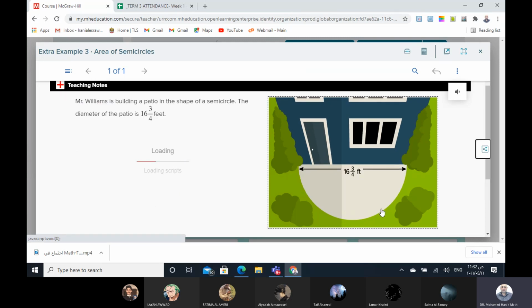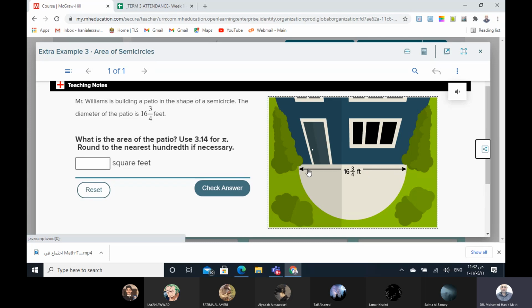As you see here, now we have the semicircle, but here we have the diameter, not the radius. Here we have the diameter. I want all of you to try to find the area of the semicircle here. Start, please.